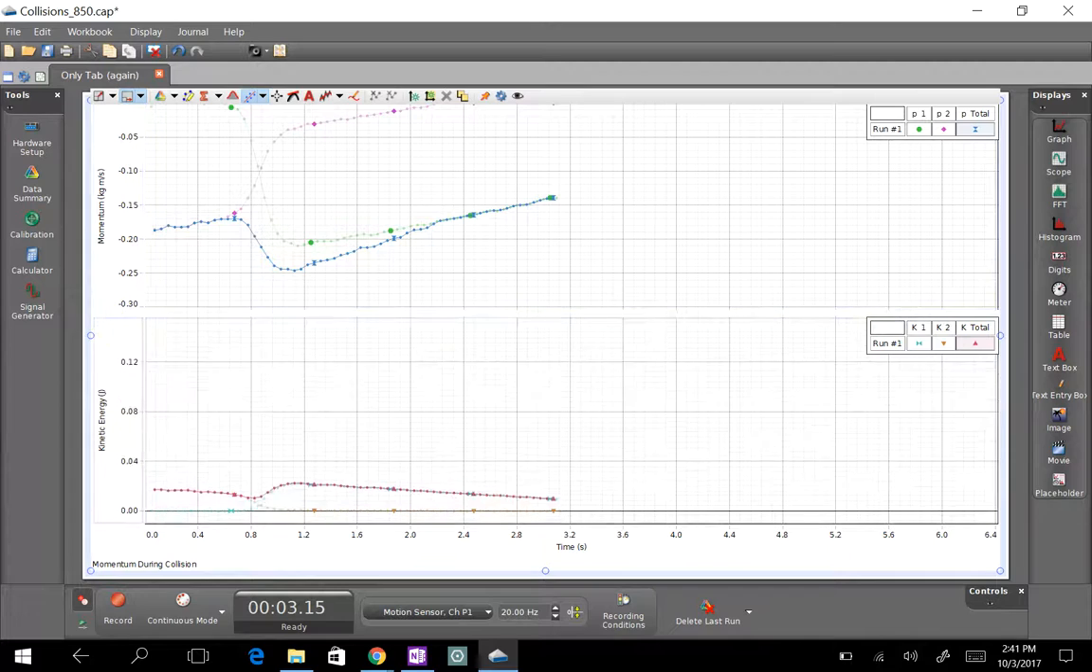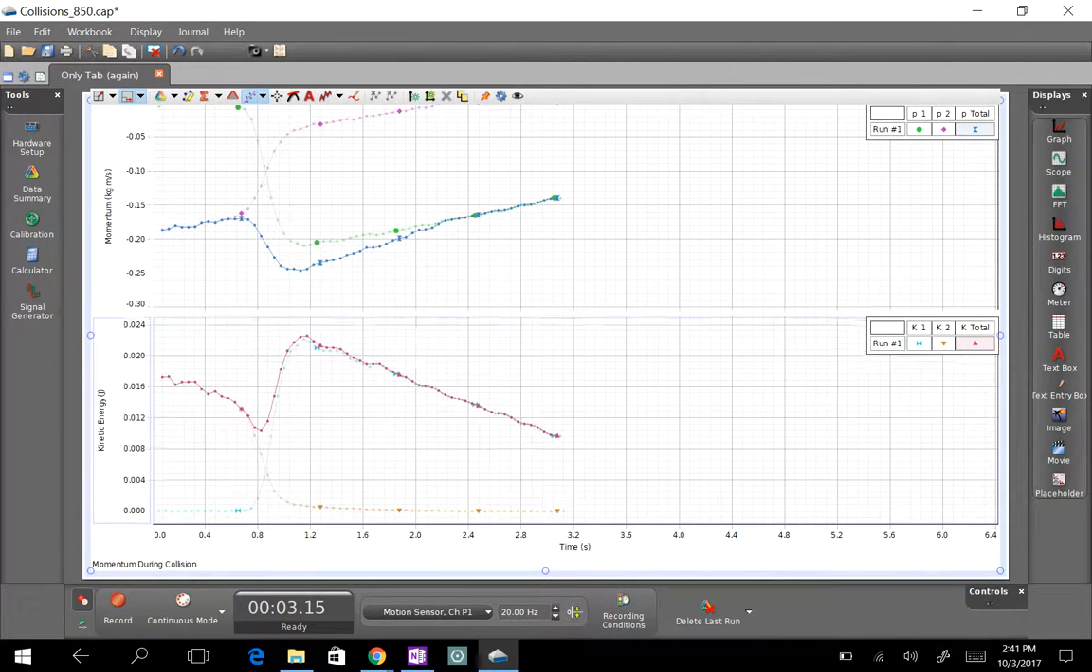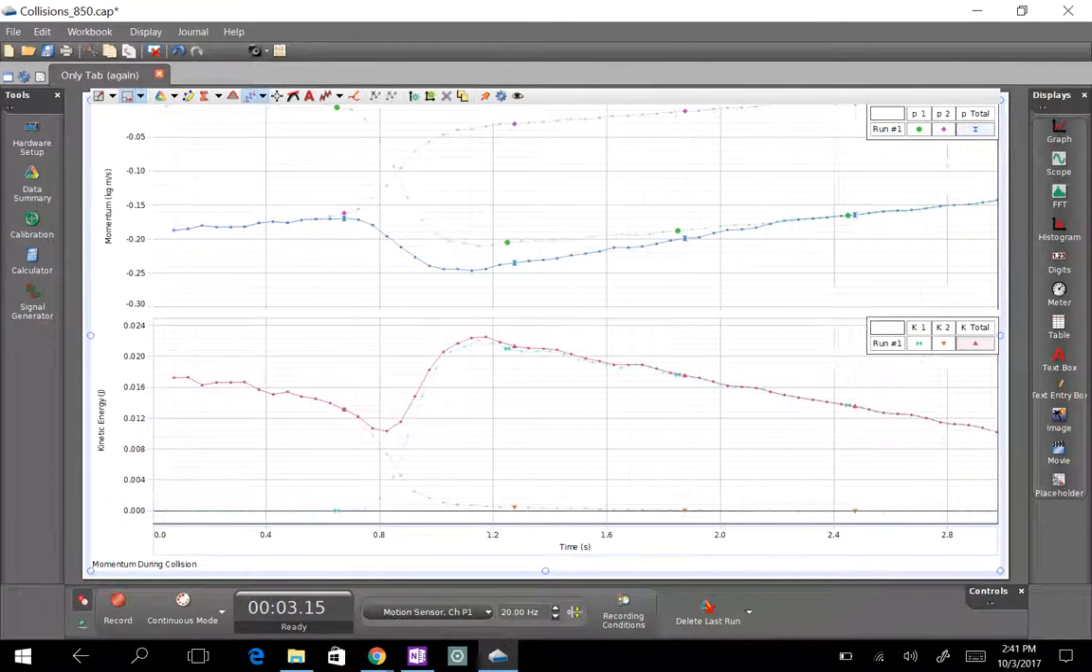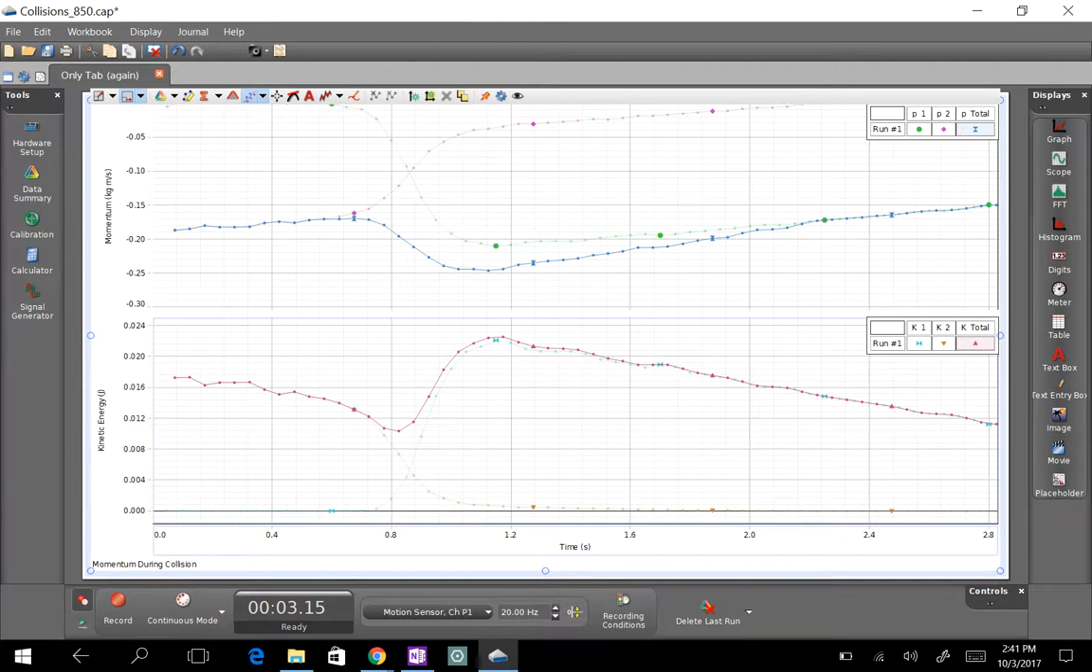Let's look at the kinetic energy, and we see a similar tale. It says that we gain kinetic energy during the collision.